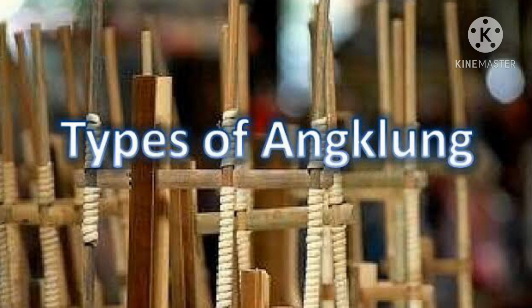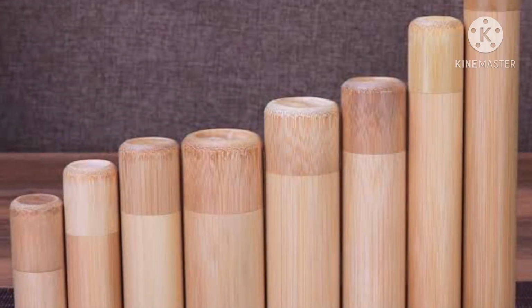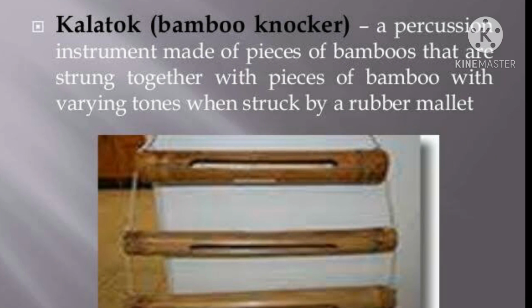One of the Pangkat Kawayan instruments is the angklung. It is a bamboo rattle of tubes attached to a bamboo frame. Second is the bumbong kawayan. It is made of hollow pieces of bamboo that have been put together and serve as the orchestra's wind instruments. Next is the kalatok, a bamboo knocker, a percussion instrument made of pieces of bamboo strung together with pieces of bamboo with varying tones when struck by a rubber mallet.